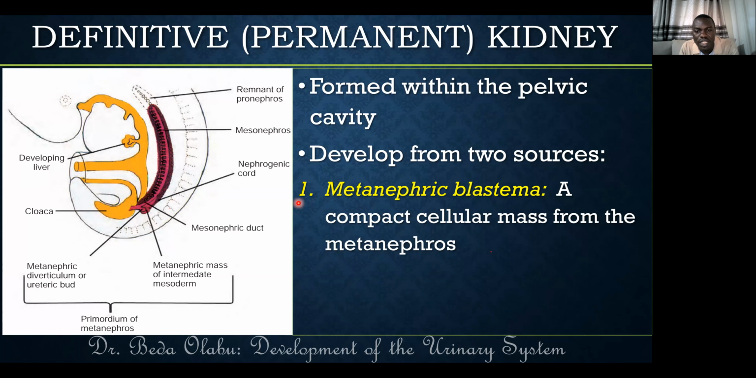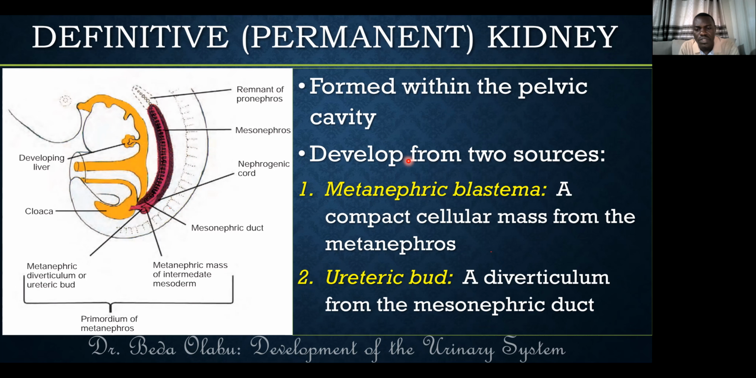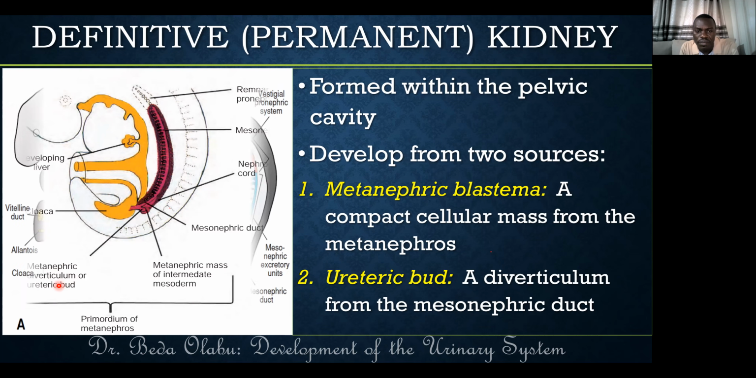The second structure that contributes to formation of the definitive kidney is what we call the ureteric bud. The ureteric bud is the diverticulum from the mesonephric duct. I told you that the mesonephric duct is the duct of the mesonephros. So that's the duct of the mesonephros into the cloaca. There's a diverticulum from the mesonephric duct, which contributes to formation of the kidney.